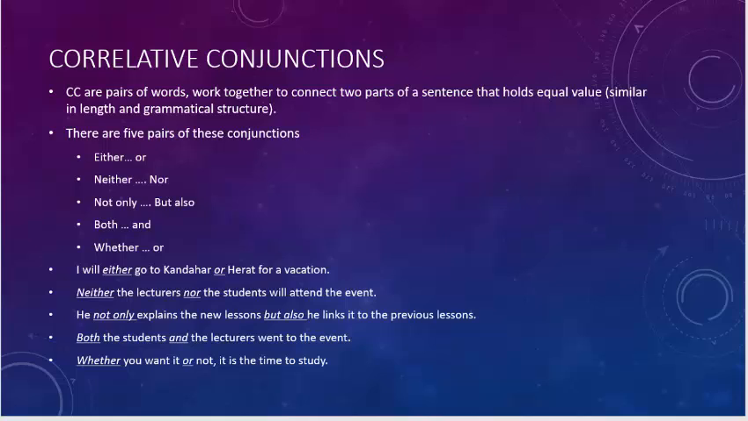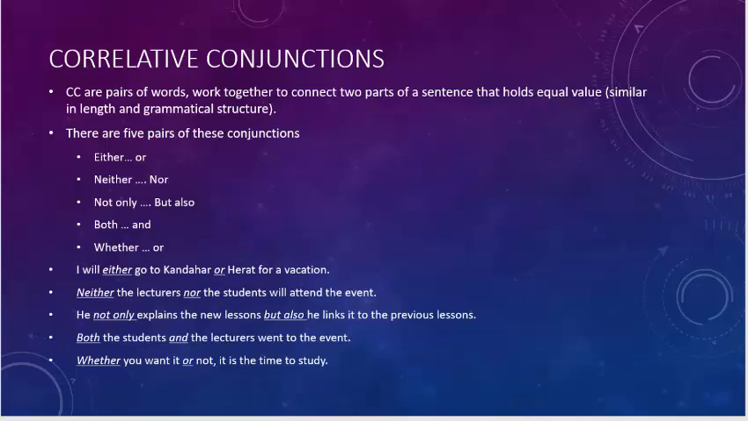So, according to this definition, correlative conjunctions are used in pairs in a sentence. For example, either...or. We have to use both of them in a sentence. We cannot separate them and use them. Neither...nor. We have to use both of them in a sentence. Not only...but also. Both...and. Whether...or. There are many other correlative conjunctions in the English language, but here we will be focusing on five of them.